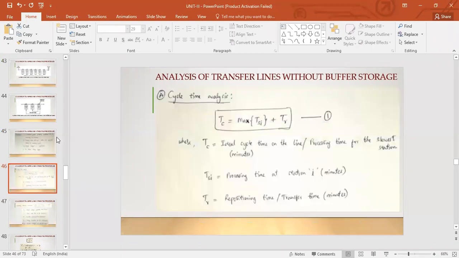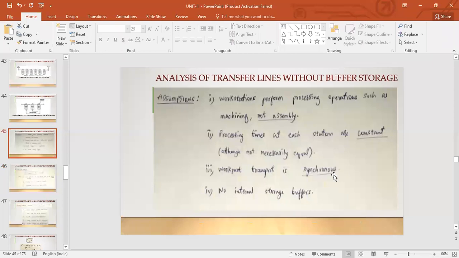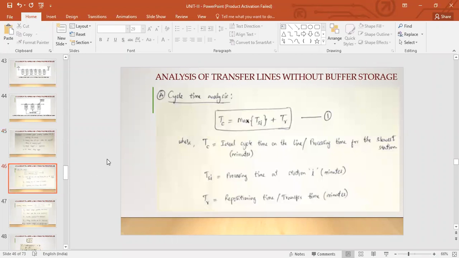Okay, that is the synchronous part. No internal storage buffer, that's the basic assumption, isn't it? We are considering without buffer storage, so that's the assumption. Okay, let's move on. Without buffer storage, okay, so that's the terminology we have.